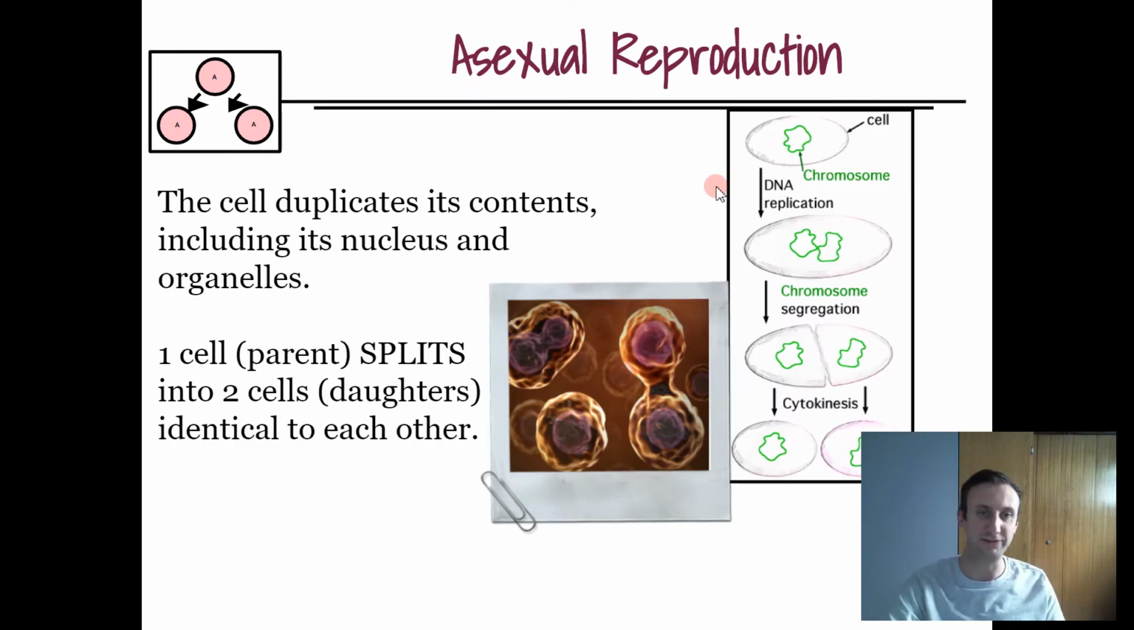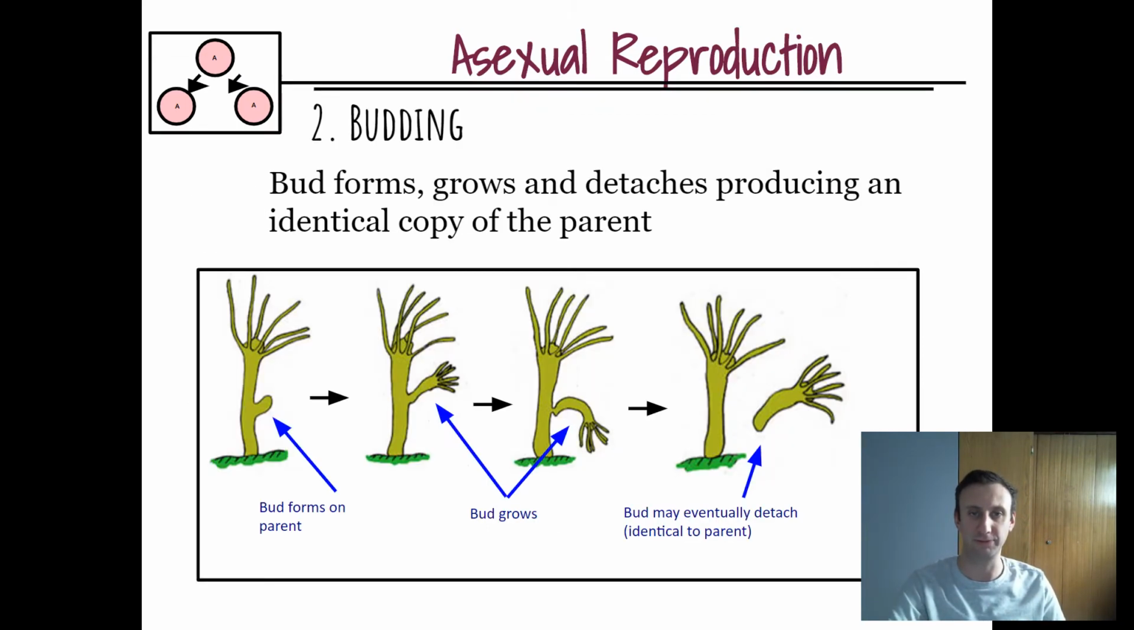Okay, the cell duplicates its contents, including its nucleus, which you learned about in Science 8. You're going to learn more about it in Science 10, and all of its organelles. And then that one parent splits into two daughter cells that are identical to each other. Okay, so one essentially turns into two. Now, the parent no longer remains. Yes, the parent's gone now. So the one parent turns into the two daughter cells. So that's binary fission. Going into budding.